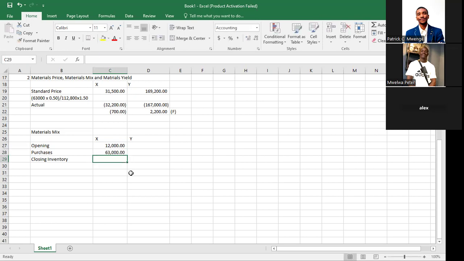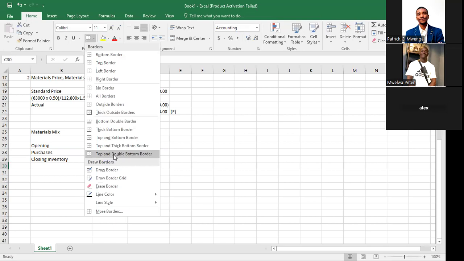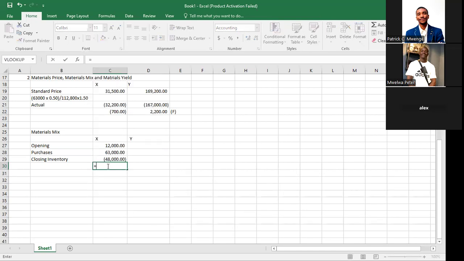And then at the end of the period, what was remaining? What didn't we use, right? What we didn't use is 48,000, right? Yes. And then we now find the usage. So the usage is just the amount for the opening inventory plus the purchases, and then minus the closing inventory, right?